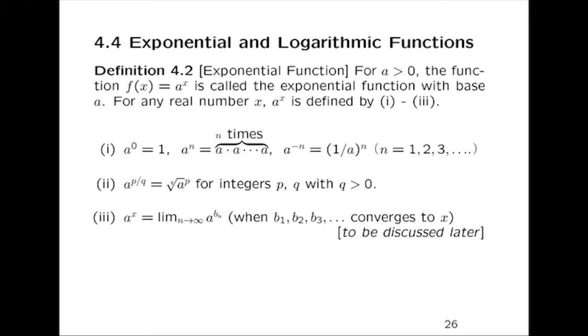We want to define the exponential function and the logarithmic function, okay? The exponential function we have already done if the power part is a positive integer. A to the nth power is the product of n a's, right? This part is easy, okay? And we can also define the negative power as well, a to the minus n. That is just 1 over a to the nth power. But otherwise, it's a little bit difficult, okay?